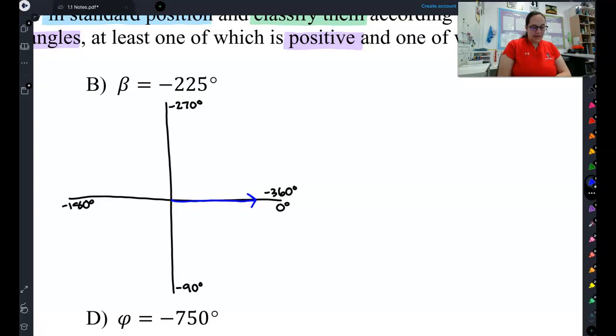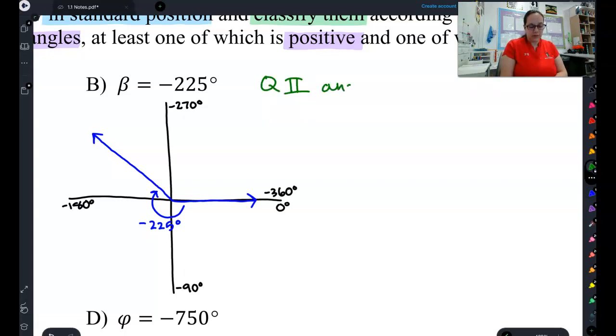So now I need negative 225. That's going to be somewhere between negative 180 and negative 270. So I'm going to draw negative 225 right here. And I can identify this as a quadrant 2 angle, in the second quadrant.